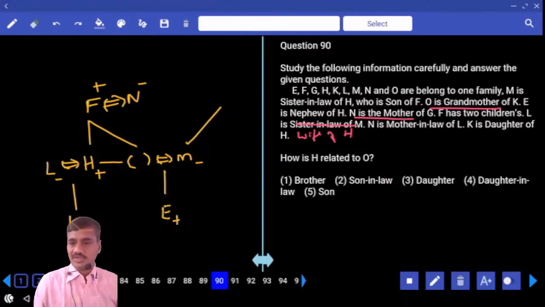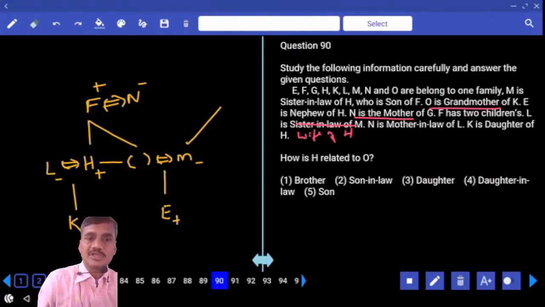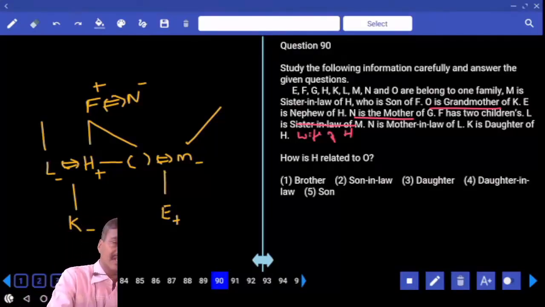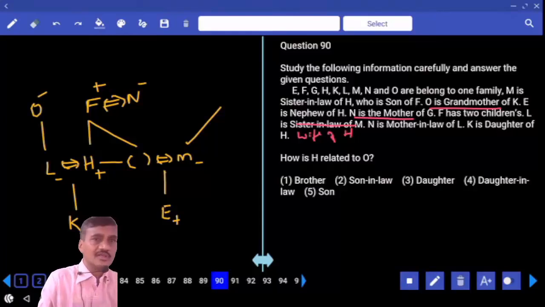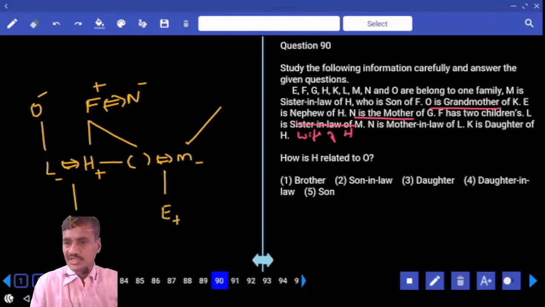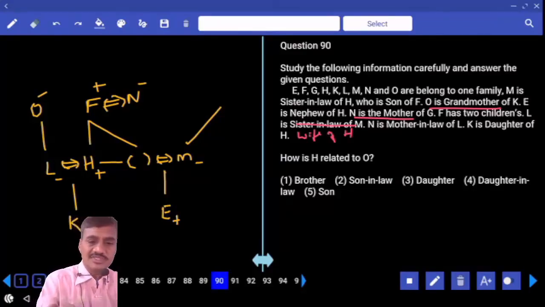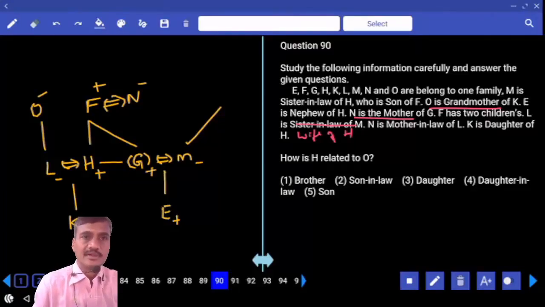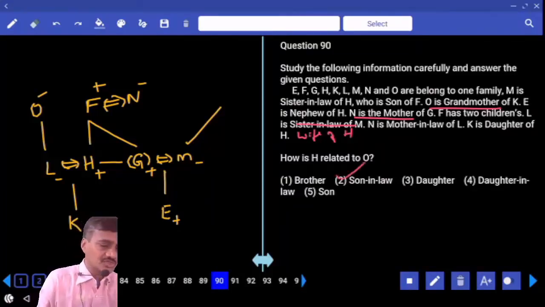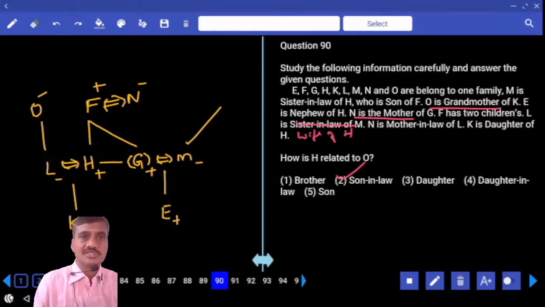Then coming back to this one, the earlier information: O is the grandmother of K. As of now, N is the grandmother. O is the grandmother means O must be the mother of L. Grandmother could be maternal or paternal, two different possibilities. N is the mother of G, F is having only two children, and G is the son. Hence, how is H related to O? O's daughter's husband, son-in-law, choice 2. Please check the key once for 90 to 92.